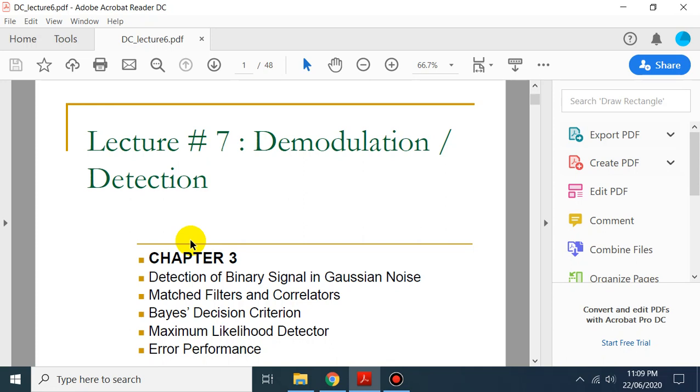Now we move on to how we are going to detect the binary signal that we created using the digital modulation techniques and the coding techniques used in source coding. Today we will study the detection of binary signals in Gaussian noise. I will explain what Gaussian noise is and why we consider it here. Then we will study matched filters and correlators, Bayes decision criterion, maximum likelihood detector, and error performance.